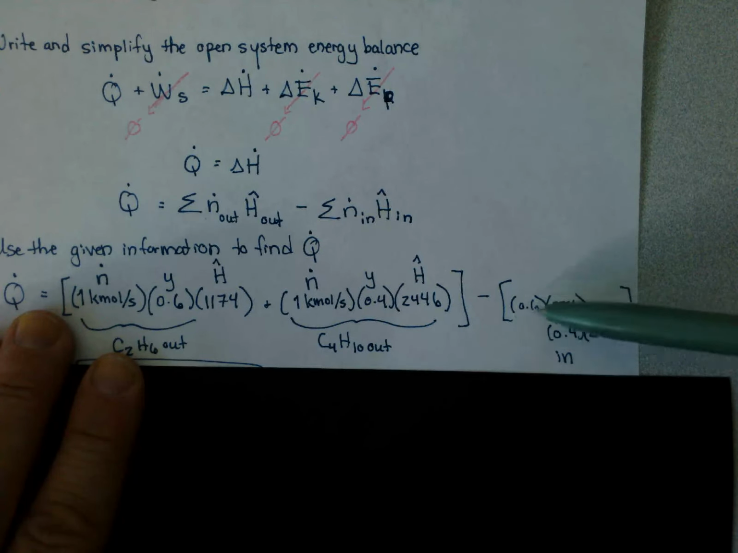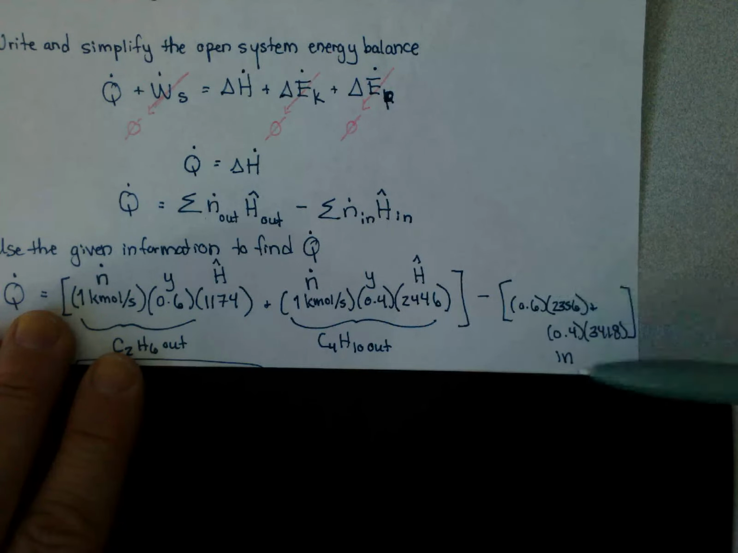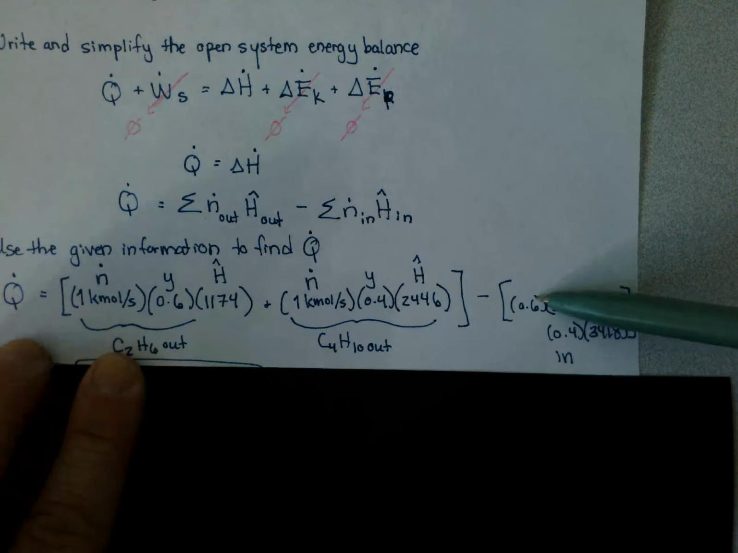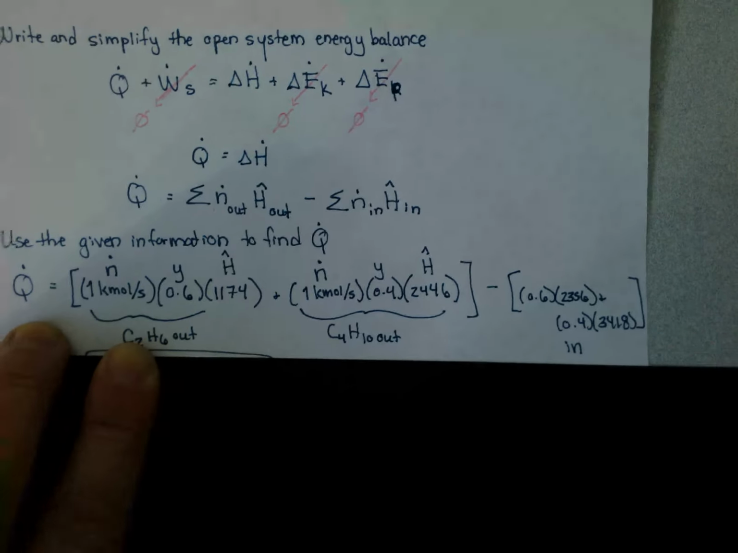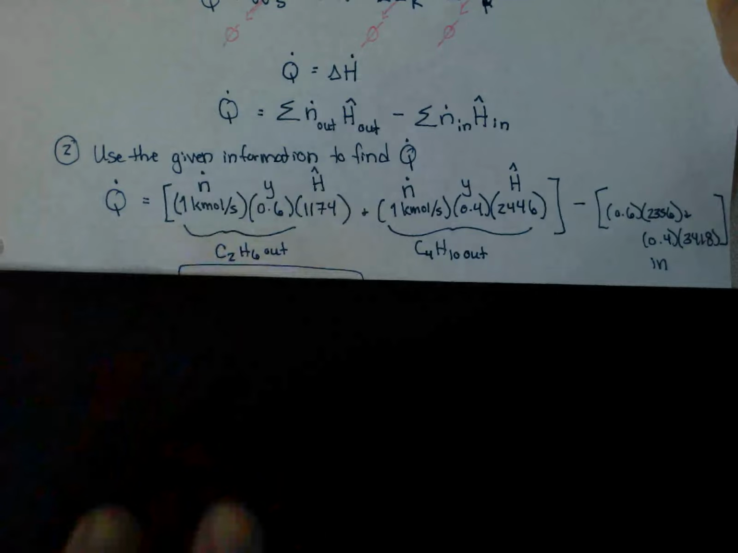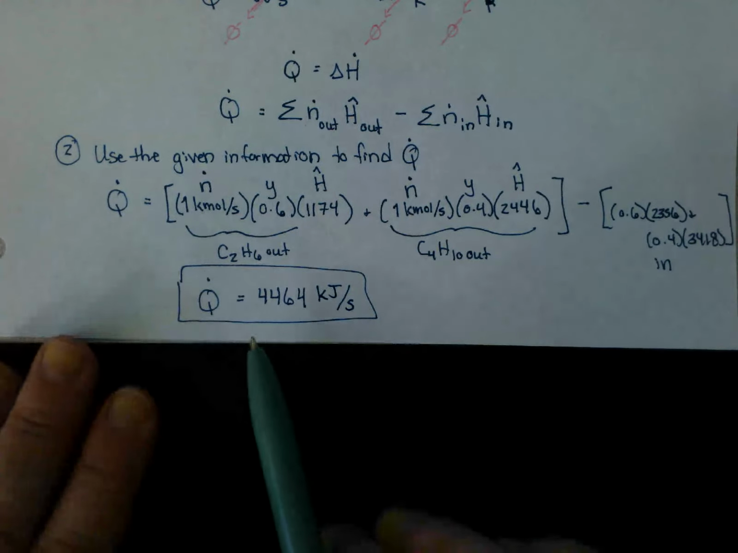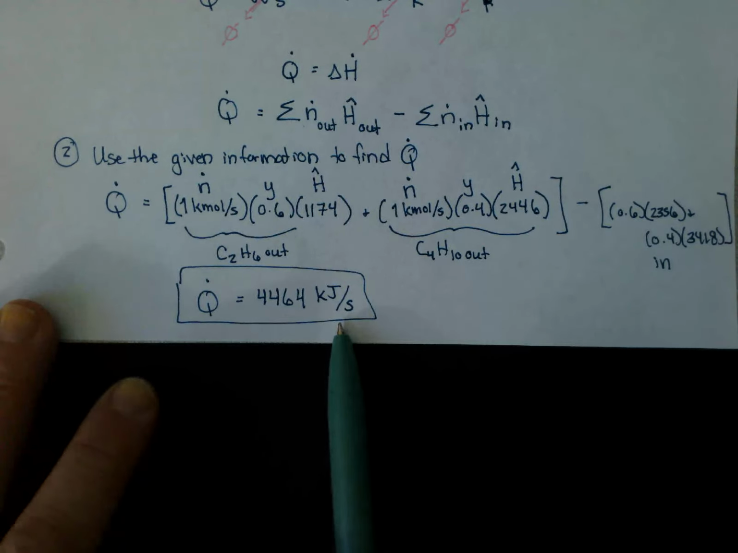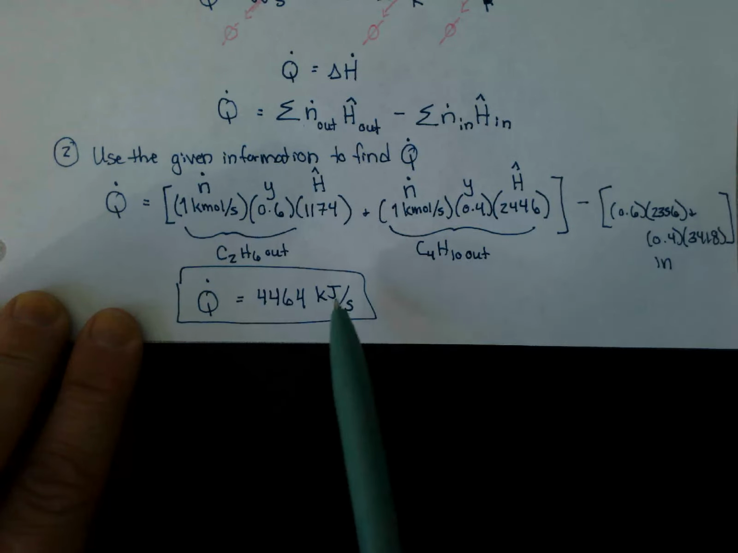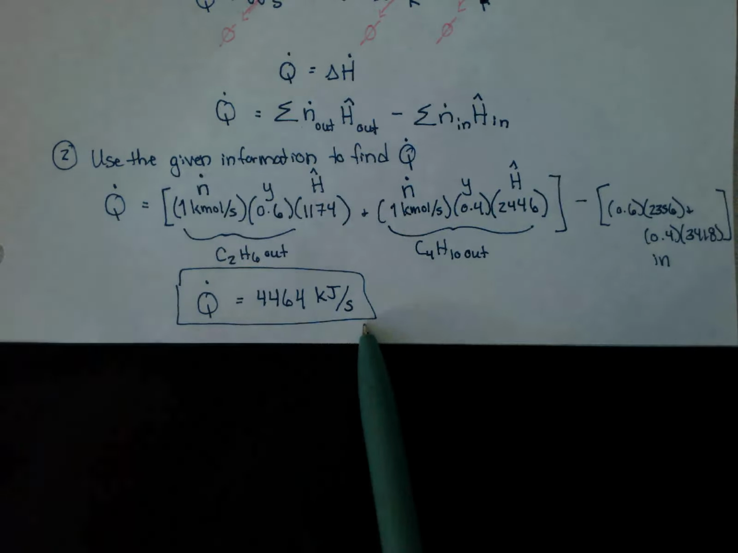I've just dropped the 1 because there is a 1 kilomole. And so we need to make sure that we take the C2H6 fraction coming out and the enthalpy coming out, and then we have the fraction in and the specific enthalpy coming in the system. So that will give us a Q value of 4,464 kilojoules per second. And just double check your units here as you do this. It's a flow of heat, so we want it per second.